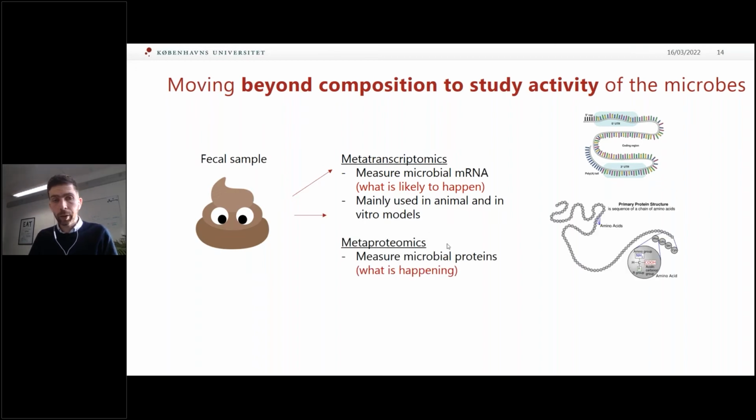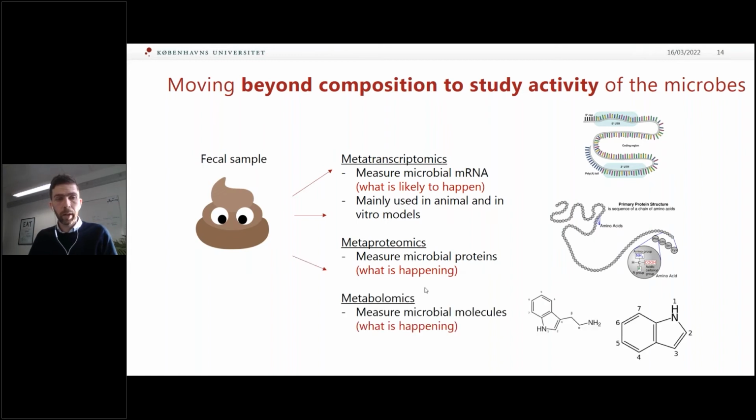We can also look at the proteins, so all the proteins that are in a stool sample, and we can look at their metabolites by metabolomics.